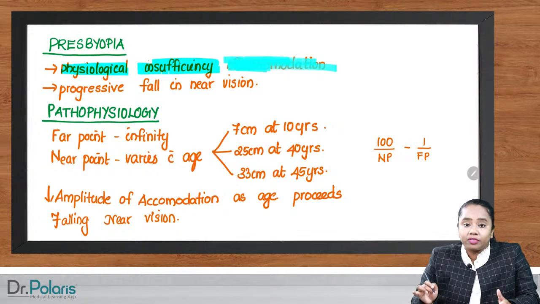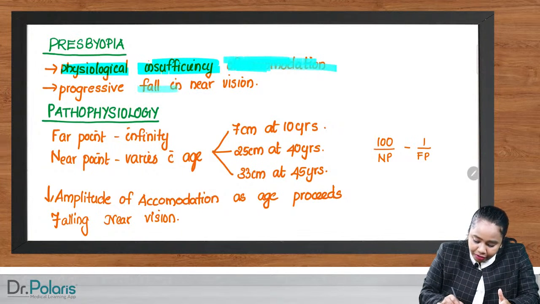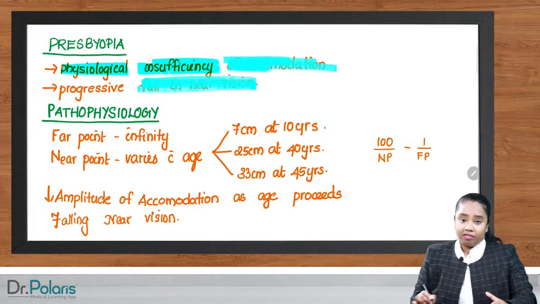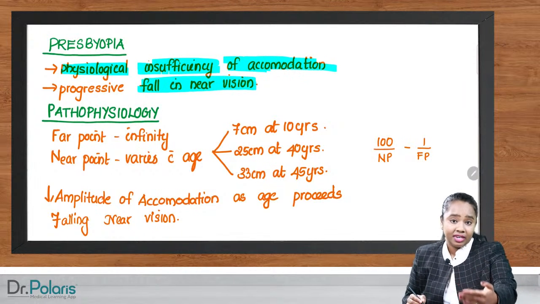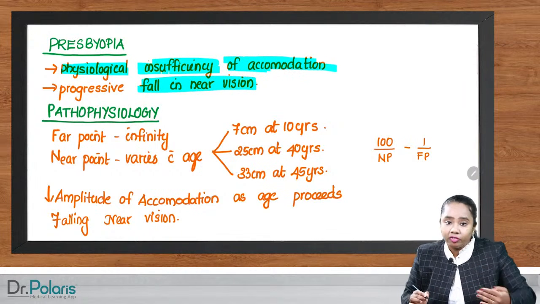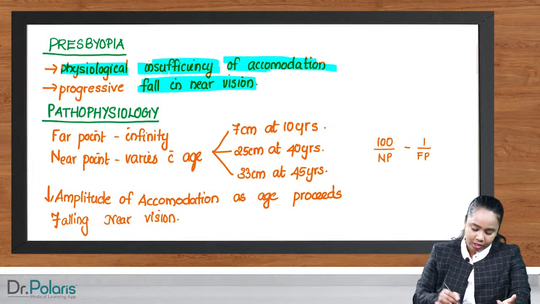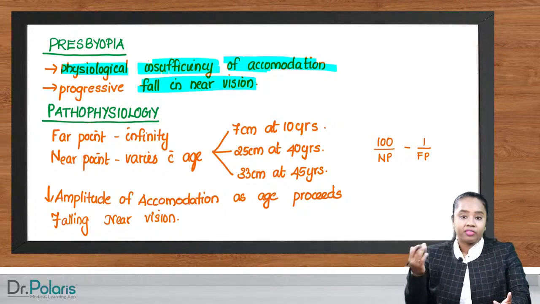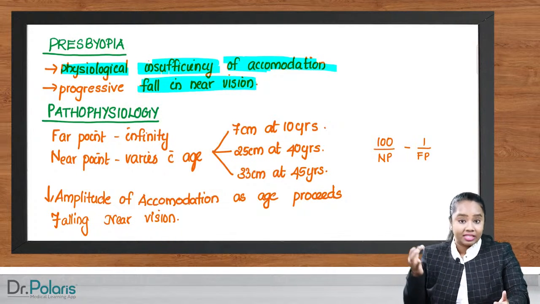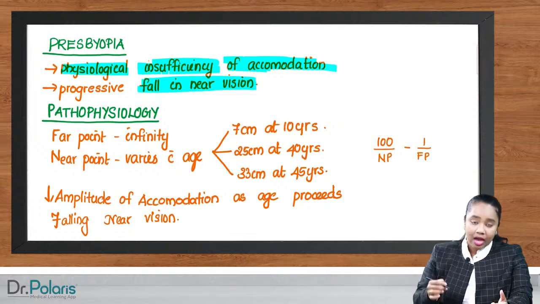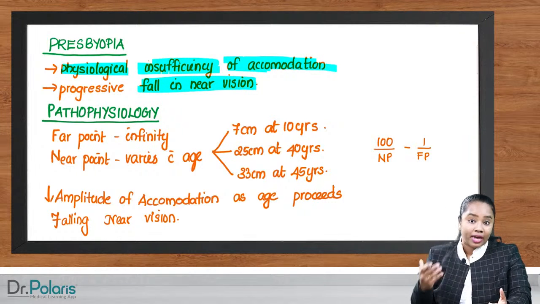Now what happens because of this insufficiency? There will be a fall in the near vision, right? We are able to see an object in the nearest area because of accommodation. So if accommodation is not there, the near vision is going to be disturbed. So progressive fall in the near vision occurs because of the physiological insufficiency of accommodation. Now coming to the pathophysiology, let us see what happens in this presbyopia condition.